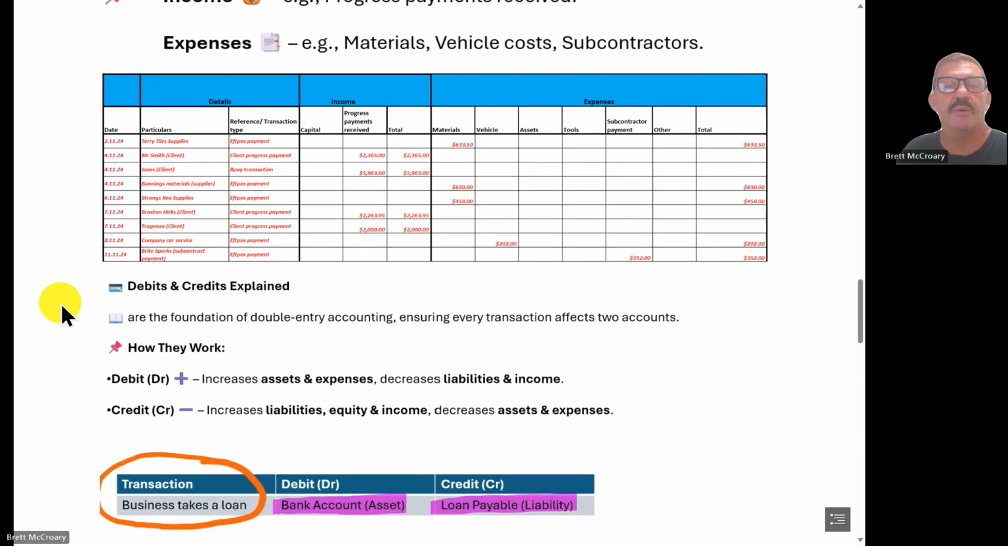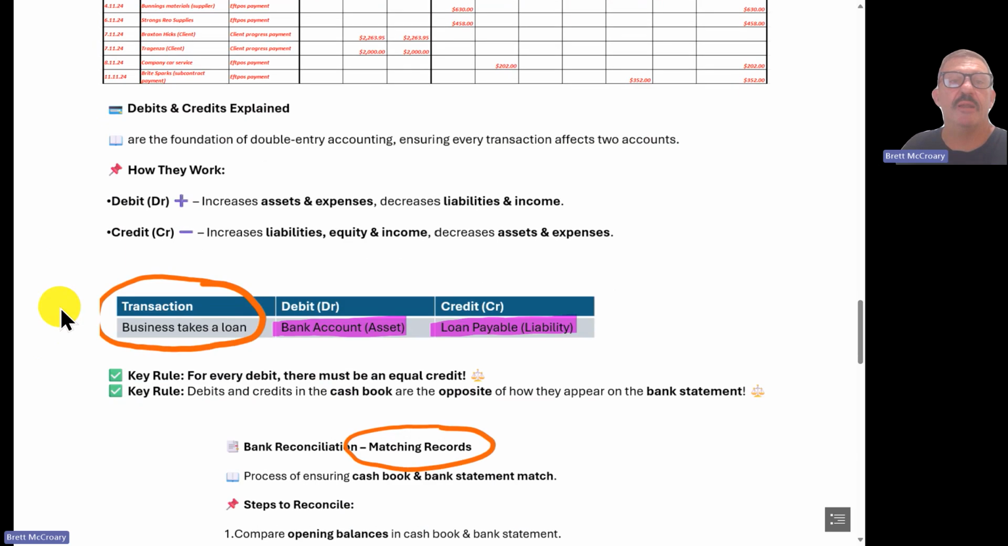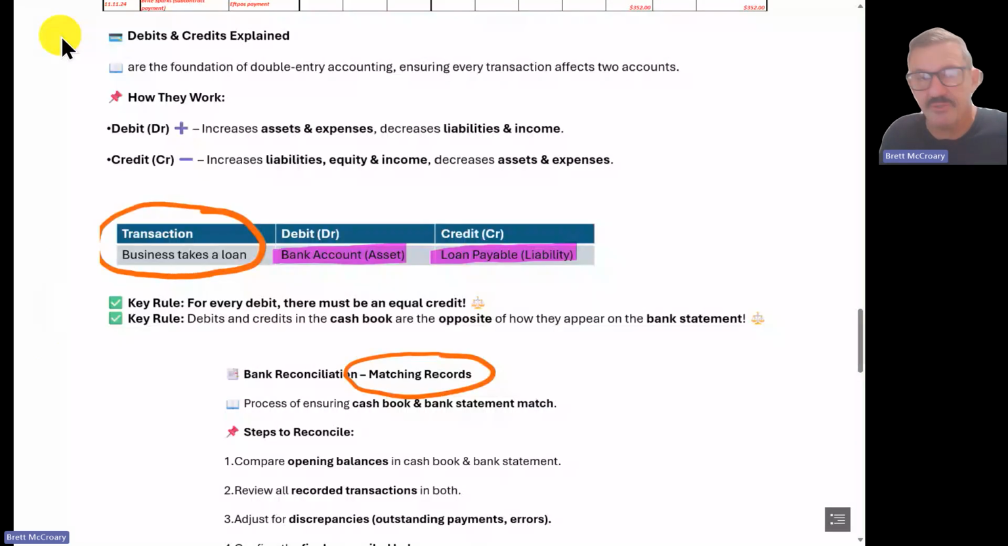Now, debits and credits are actually quite complicated, and to teach them, I've always sort of mucked up as a builder rather than as a business coach, but they're the foundation of your double entry accounting, ensuring every transaction affects two accounts. So how they work: you've got your debits, which increase your assets and expenses, and decrease your liabilities and income. Your credits increase your liabilities. This is for you, so your business. Increases liabilities, equity, and income, and decreases your assets and expenses.